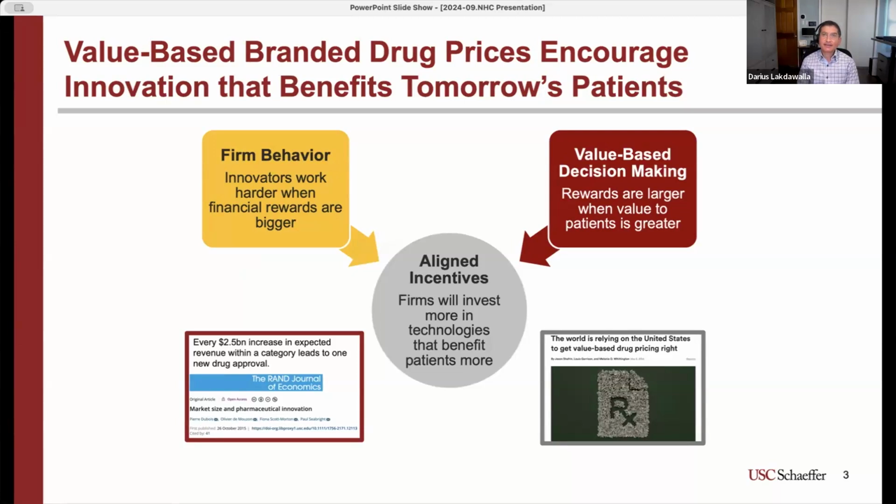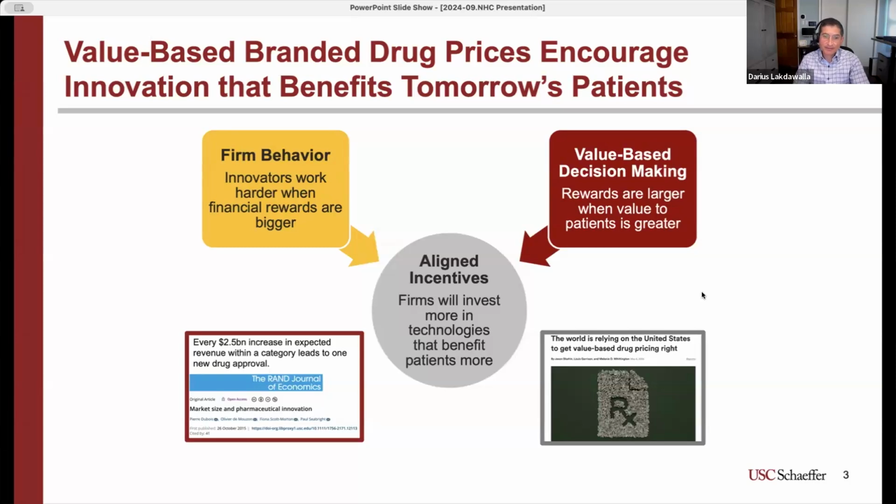Part number two is, if the rewards are bigger when patients benefit more, it then follows that pharmaceutical innovators will spend more time, money, and effort bringing to market innovations and technologies that benefit patients, and less time on technologies that don't benefit patients. So what we want is for firms to face a landscape where they're rewarded for doing right by patients. When you think about it in those terms, it's fairly straightforward, and it's how markets ought to work in an efficient setting. Most markets that are very simple, where firms are selling directly to consumers, end up working that way absent other frictions, because businesses succeed when they make their customers happy.